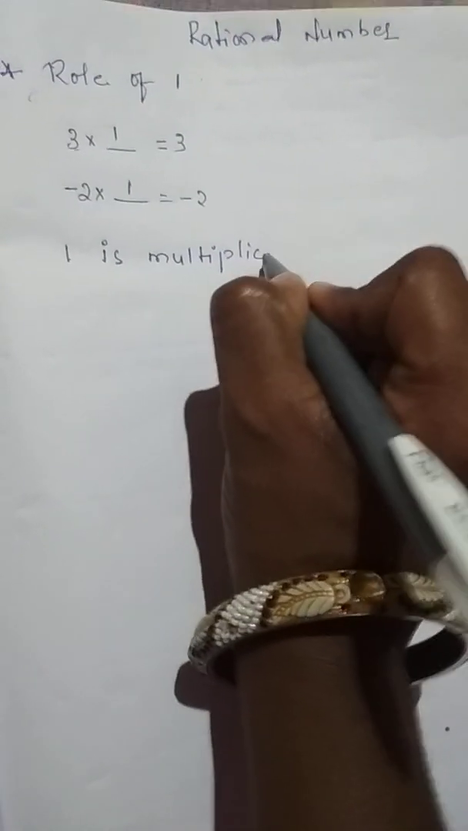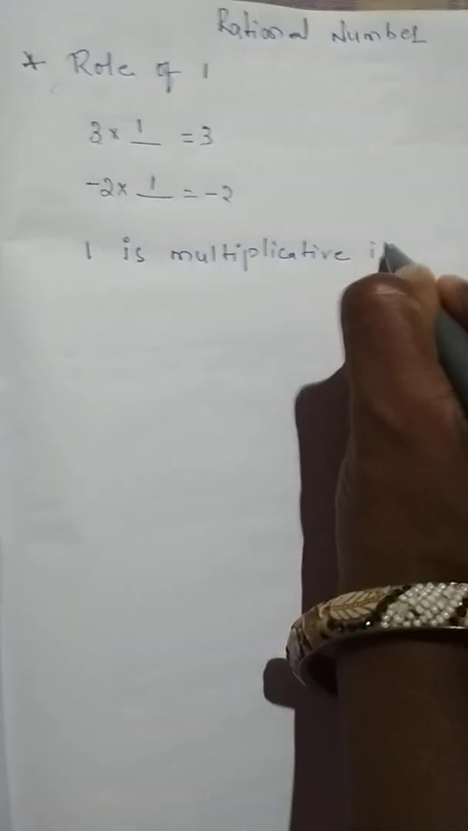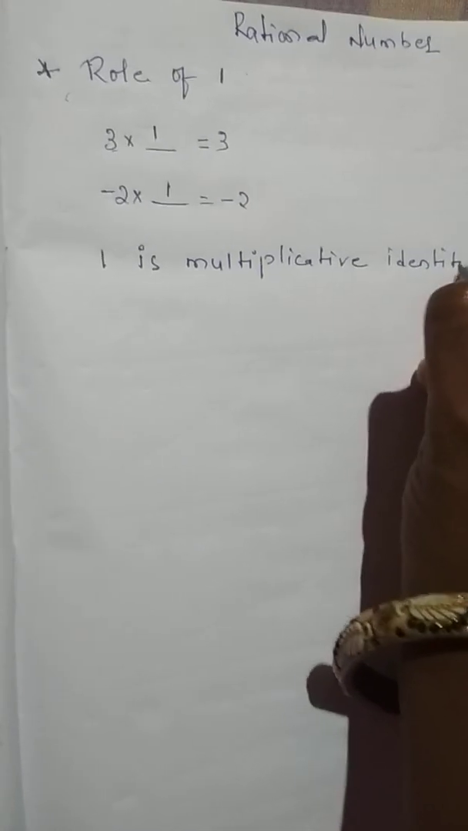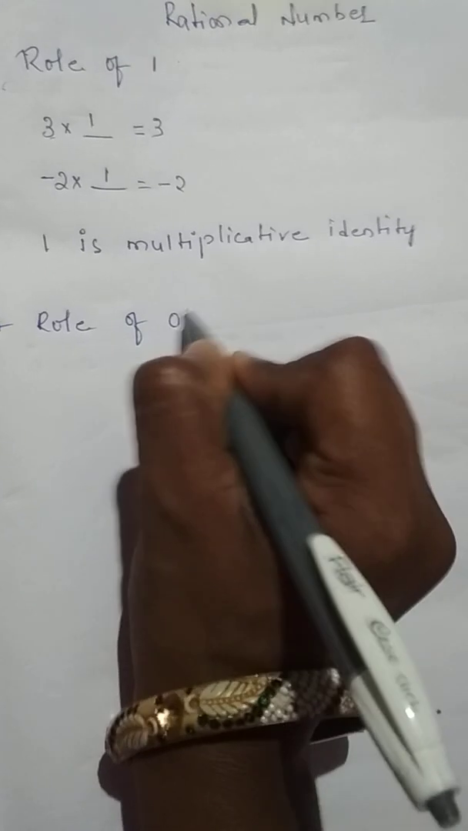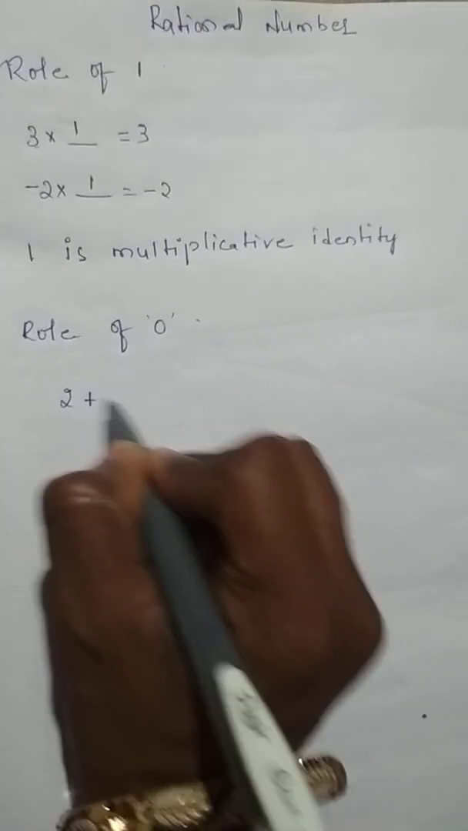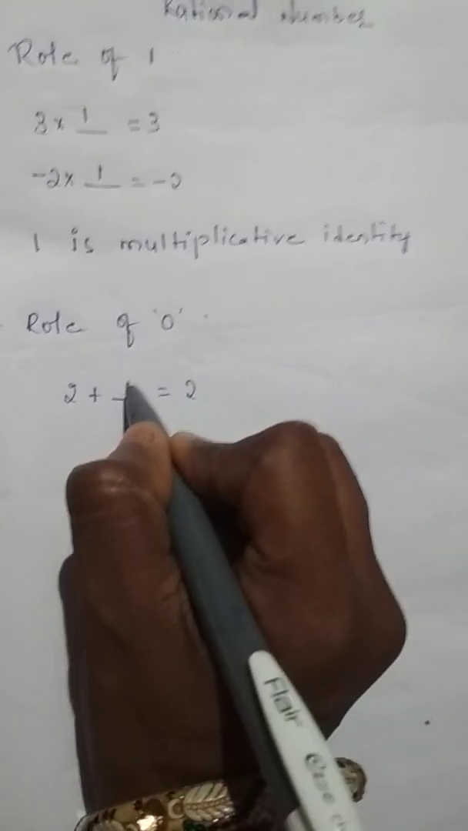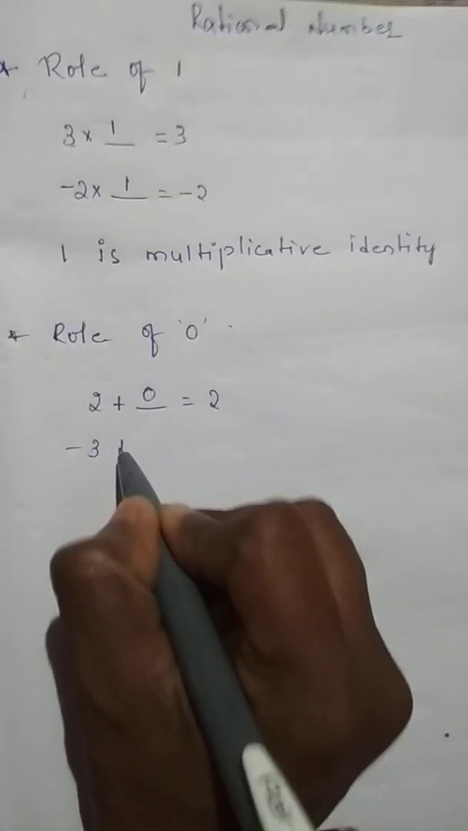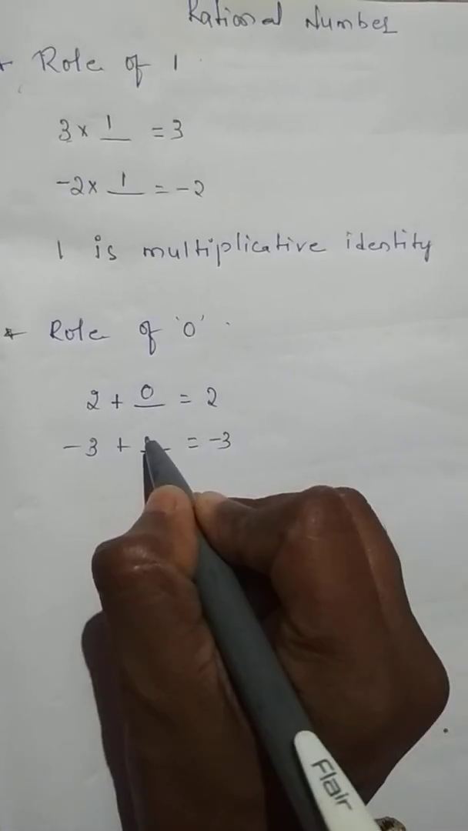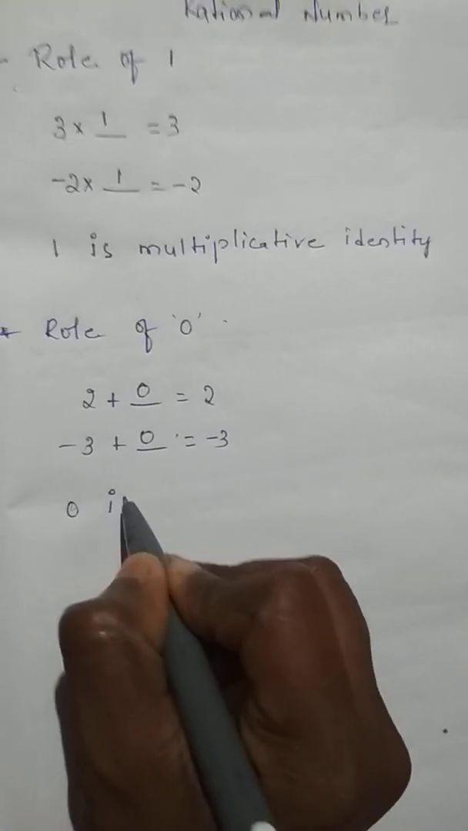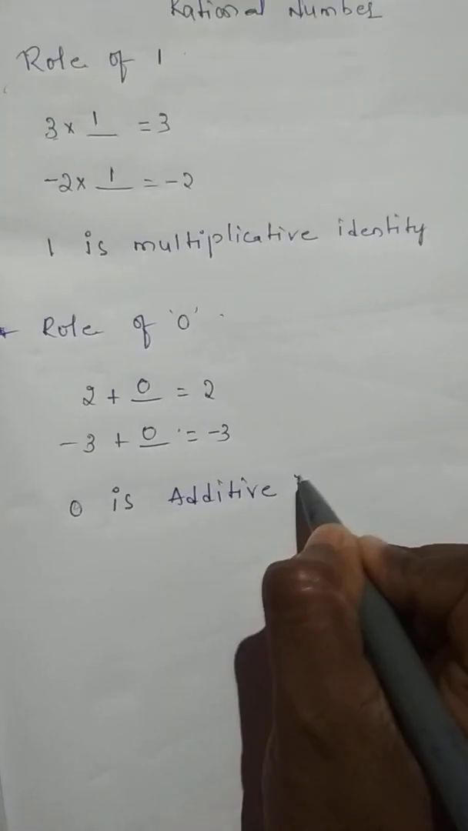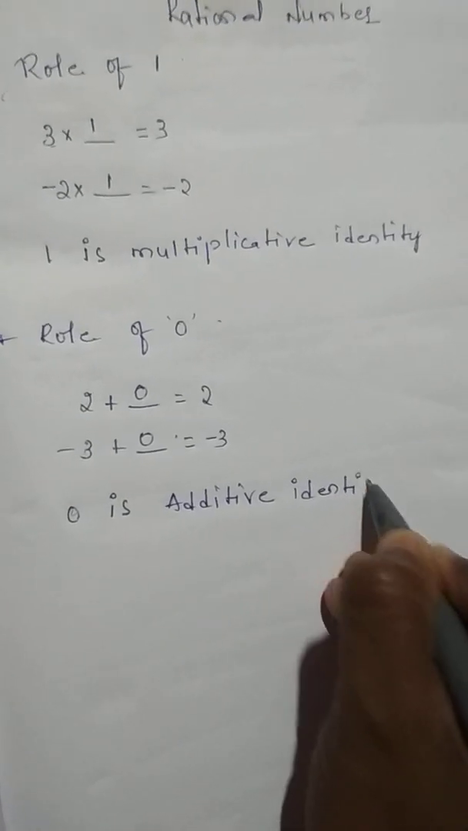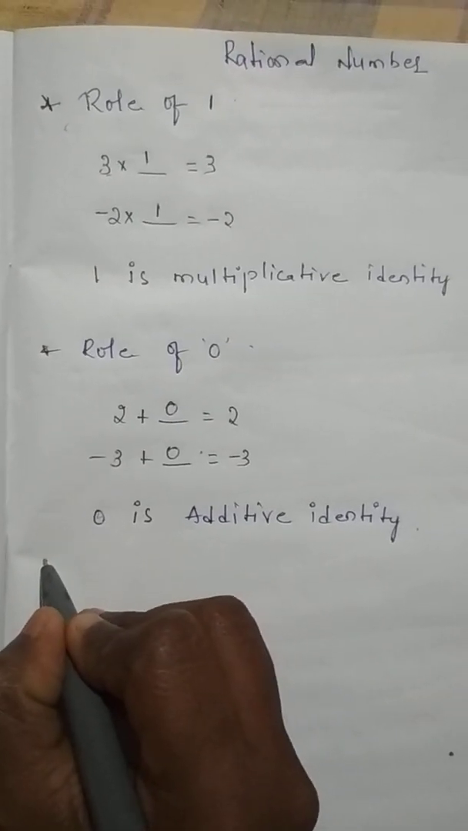1 is the multiplicative identity. Okay, now the role of 0. To 1, what do you add to get 1? 0. For minus 3, what do you add to get minus 3? 0. Therefore, 0 is the additive identity. Okay, now we'll see about inverse.